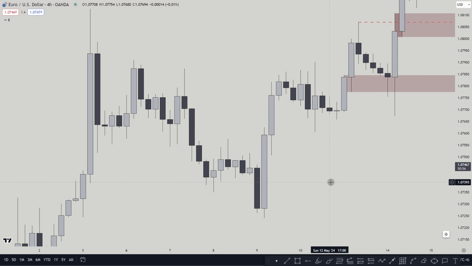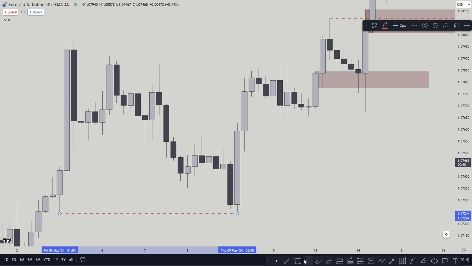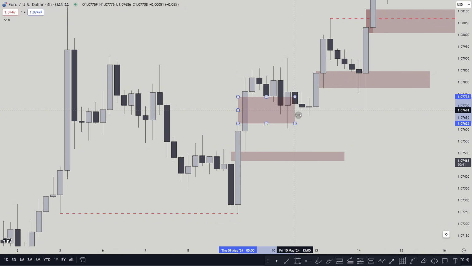Now the same thing is happening here. What do you see? We can see that we're actually sweeping this liquidity level very nicely. And then we started pushing higher, creating what? First fair value gap, second fair value gap. Where did price react off? Yes, it's the first fair value gap.